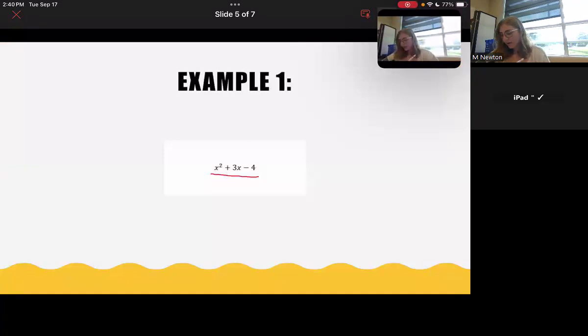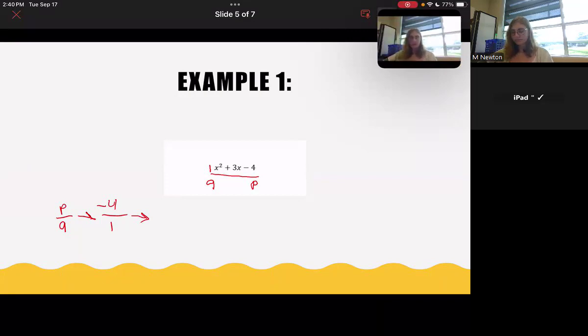Our P is the number on the end that does not have a variable, and our Q is whatever our leading term is. When we don't have a number, that's an imaginary 1. So our Q is 1. P over Q is just like how it sounds: P is -4 over Q, which is 1. Then we take all the numbers that can multiply to each of our P and Q, and list them out.